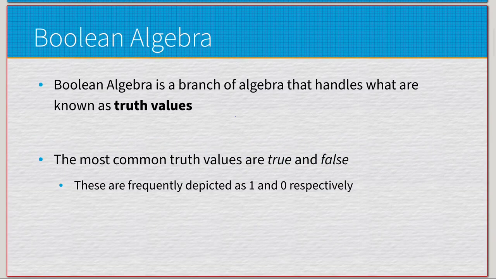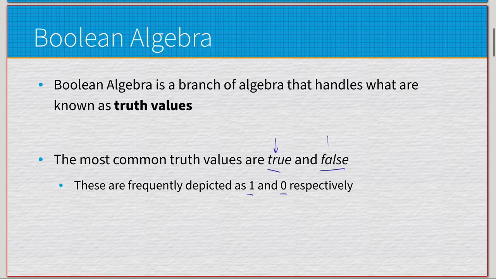This is built off the concept of what is known as Boolean algebra, which is a branch of algebra that handles what is known as truth values. So we have two very common ones, true and false. This is going to be built off the idea of propositional logic, which is an entirely different branch of mathematics. It's discrete mathematics. It's something I teach in a different course. But for the sake of programming, we're just going to look at the actual Boolean aspect, which is going to be looking at ones and zeros.